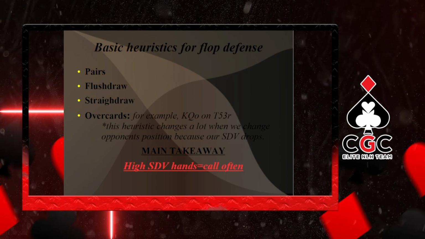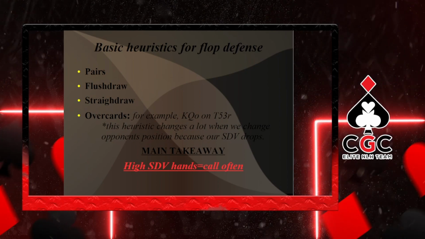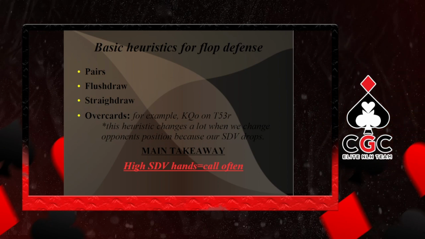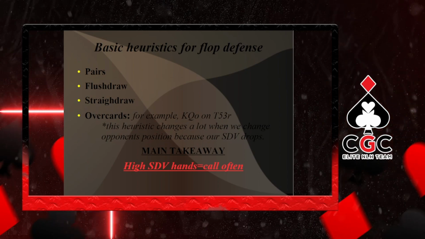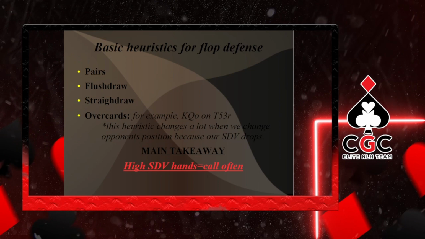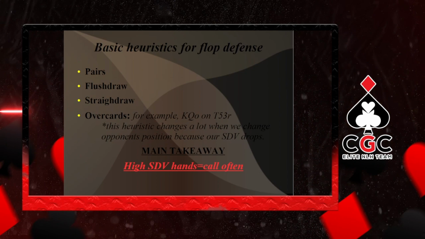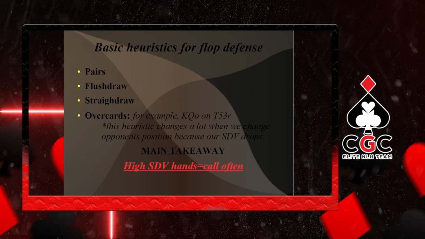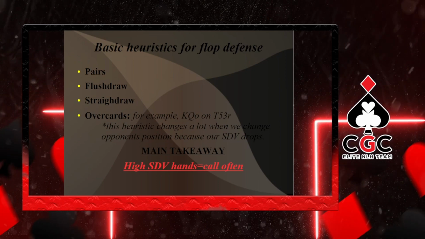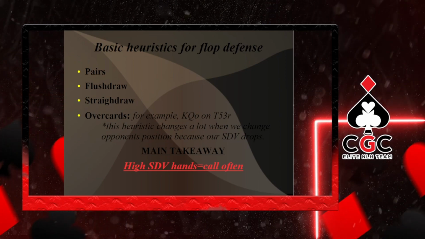So firstly gonna be pairs, second gonna be the flush draws, third gonna be straight draws, and the last gonna be overcards. And when I say overcards, I will give you an example. It's when you have king queen offsuit on 10-5-3 rainbow, and we do face 1/3 sizing, we have to defend. Okay, king queen doesn't have a pair on the board, but doesn't either have a flush draw possibility or a straight draw possibility on the flop. It's just random two overs on the board.